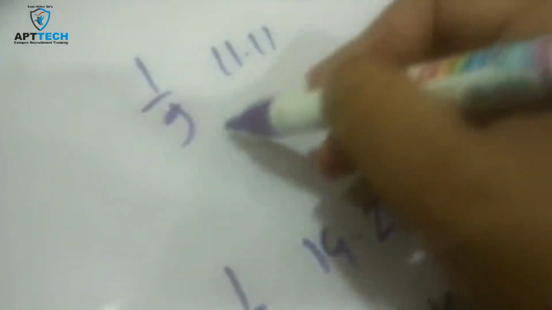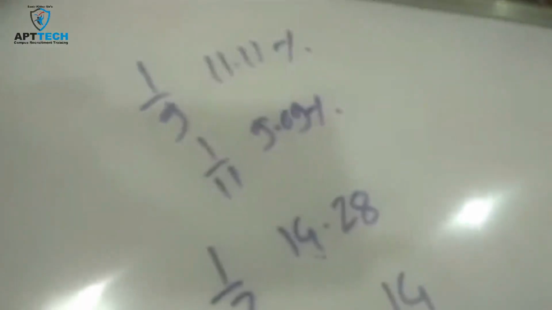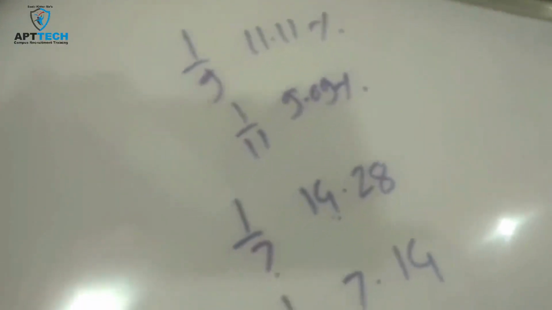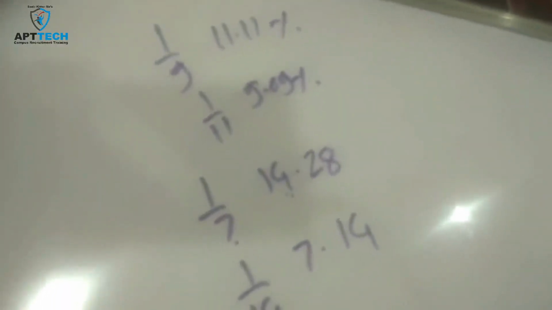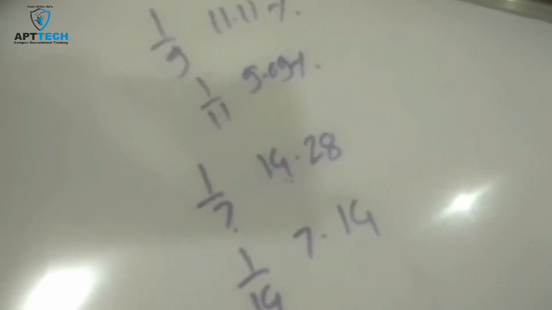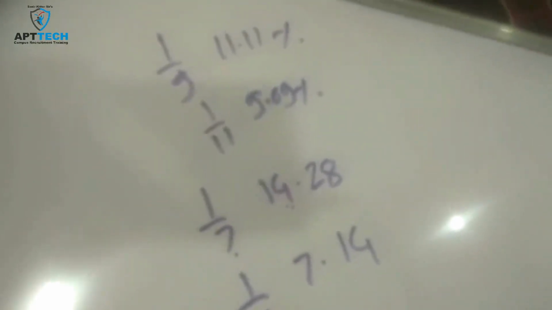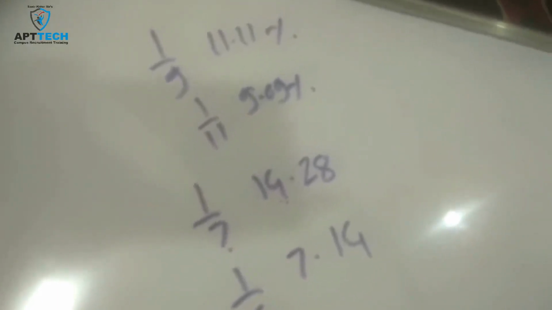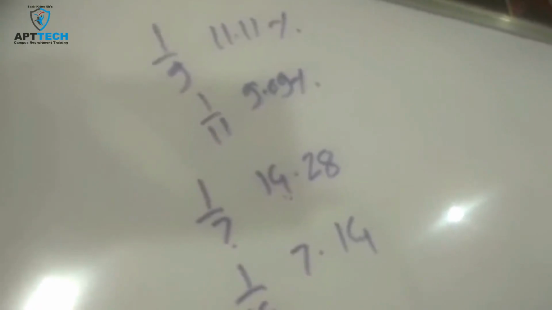Similarly, 1 by 9 is double 11 and 1 by 11 is double 9. So 1 by 9 will have a percentage correlation of 11.11%, 1 by 11 will be 9.09%, 1 by 7 would be 14.28, and 1 by 14 would be 7.14. You can screenshot this and remember the logical correlation.